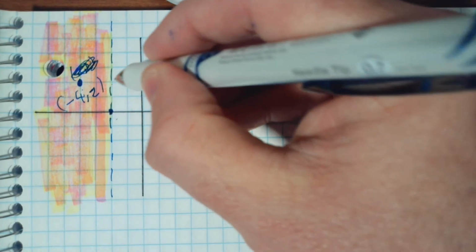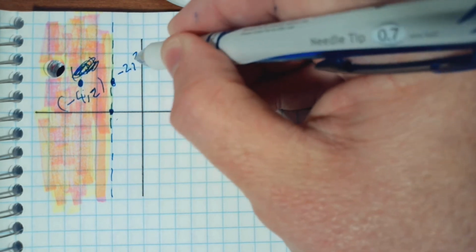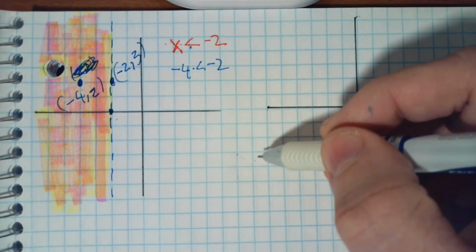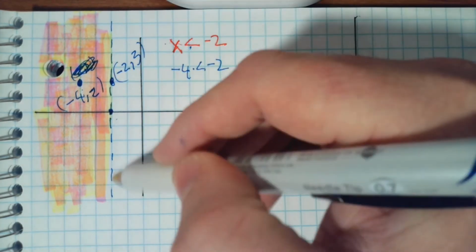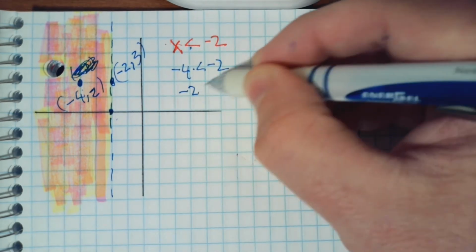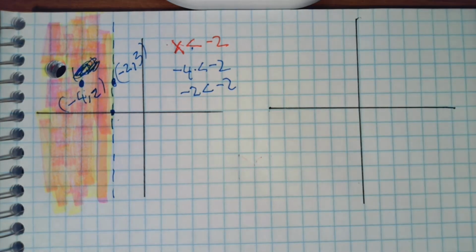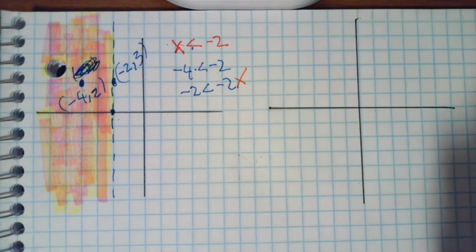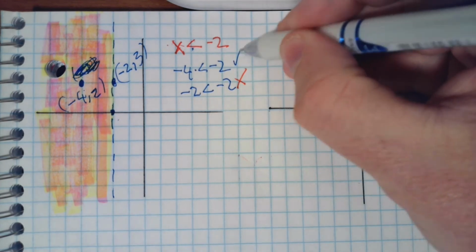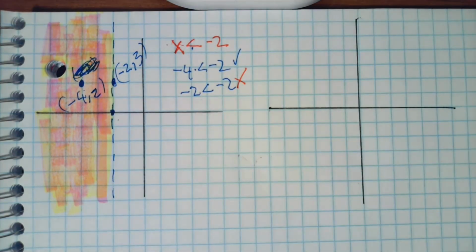Now let's test out, and this is what I wanted to do. Let's test out this point right here. And this is -2, 3. Let's see if it is a solution. It's on this dotted line, so it might be. Let's test it. -2 is less than -2. That is not a solution. Okay, -2 is not less than -2. So the dotted line means the number on the dotted line is not included. All right, let's look at the next one.